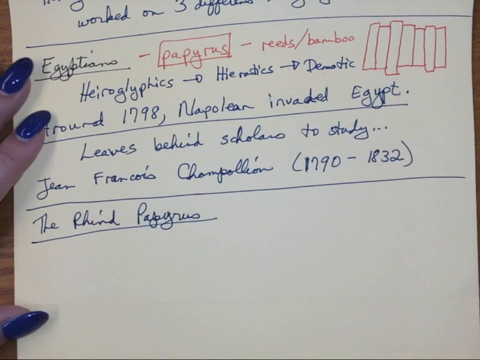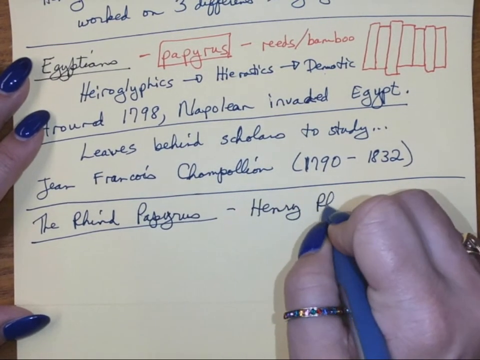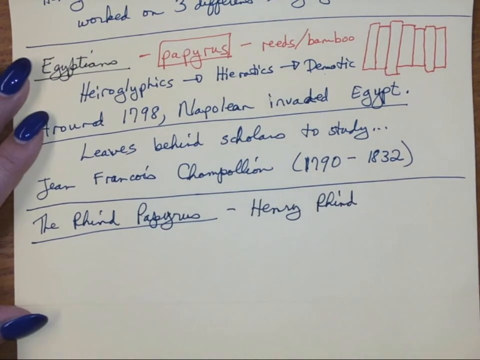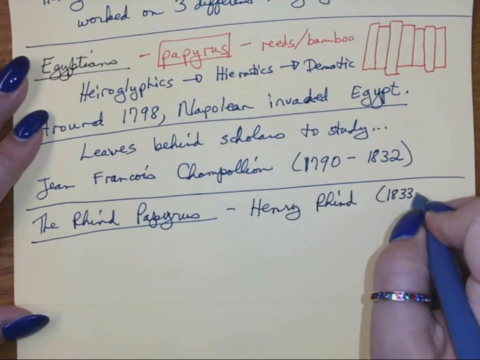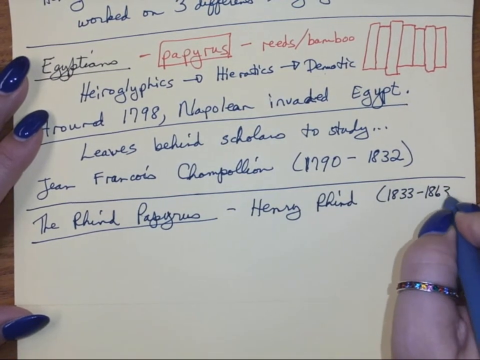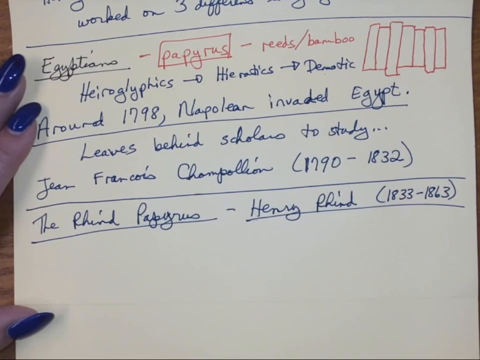Okay, the Rhind Papyrus was actually named after a guy named Henry Rhind, R-H-I-N-D. His dates are 1833 to 1863. And if you think about that, that's actually a really short time period. It's only 30 years. We live longer than that nowadays for sure, but even back then in the 1800s, people should have been living longer than 30 years.